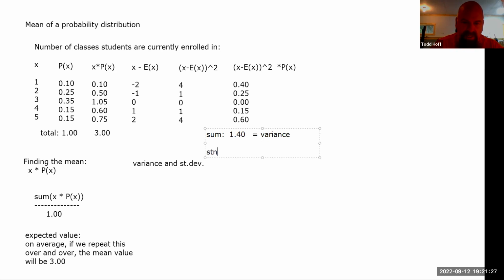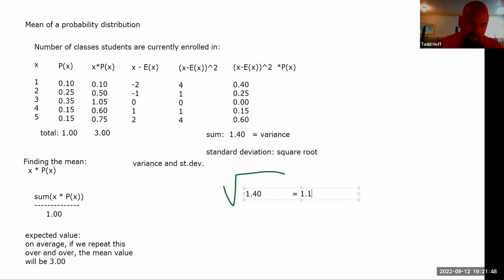Now, of course, to find the standard deviation, we take the square root. So the square root of 1.4 is 1.18 approximately. That is our standard deviation.